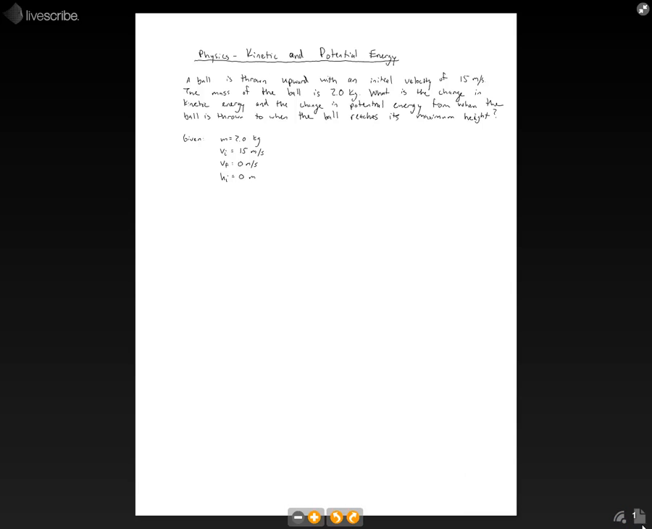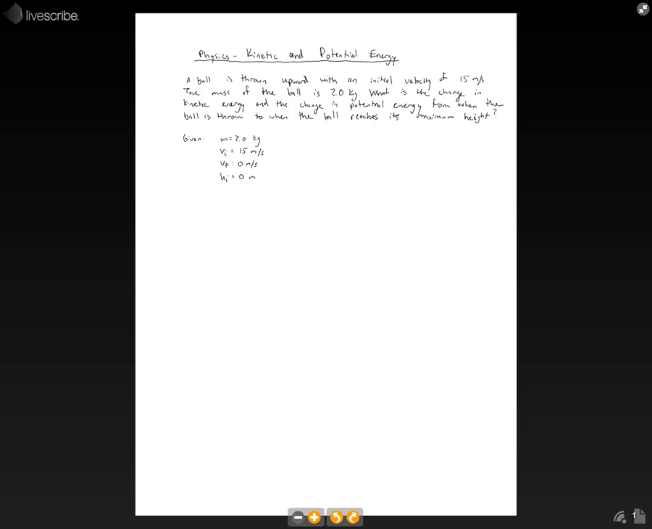In this video, we will go over kinetic and potential energy. Okay, so our problem for this is we have a ball that is thrown upward with an initial velocity of 15 meters per second. We know the mass of the ball is 2 kilograms, and we want to find out what is the change in kinetic energy and the change in potential energy from when the ball is thrown to when the ball reaches its maximum height.